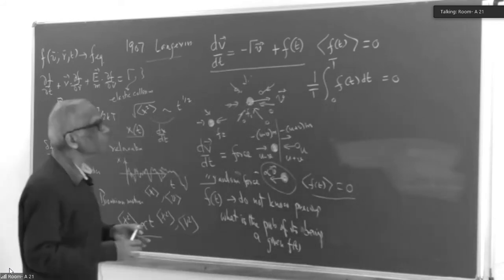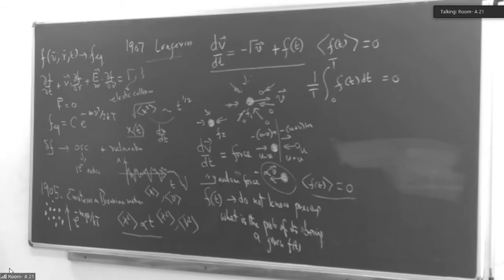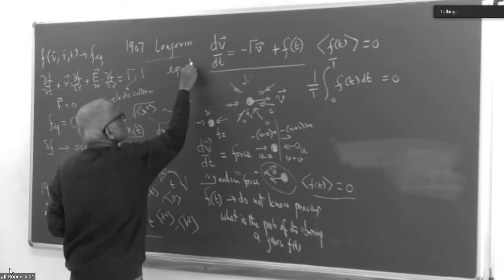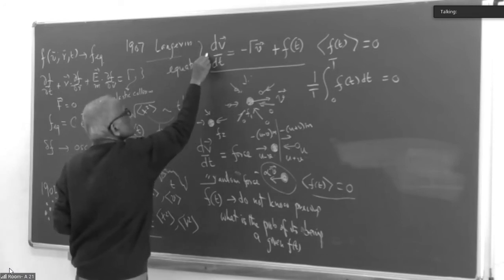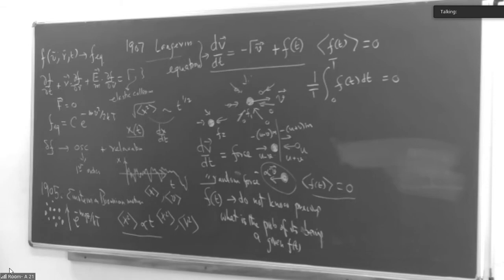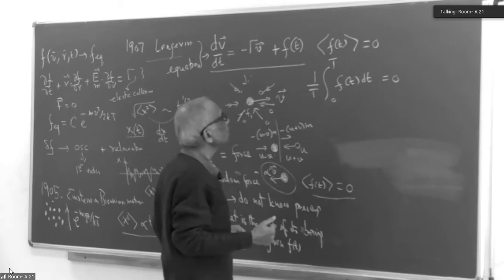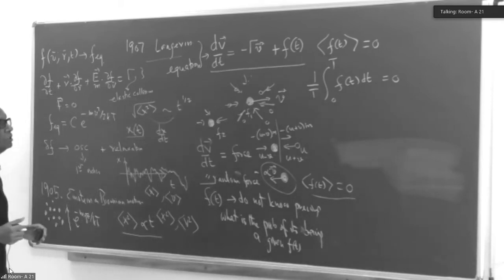So that's the picture. All right. So that is called the Langevin equation. So the question is, I want to write down a solution. Average, as I said, average f of t is equal to 0.